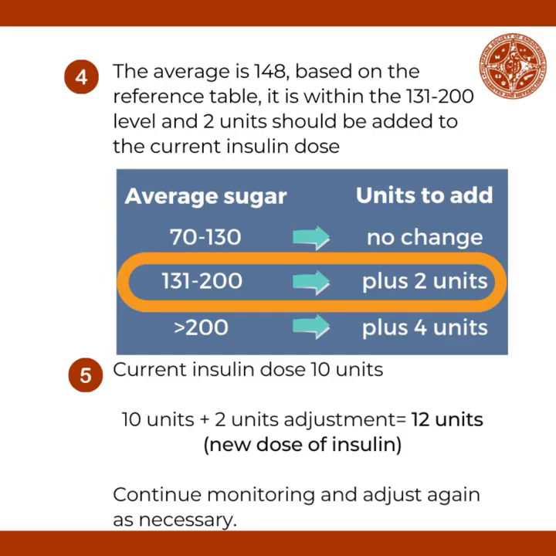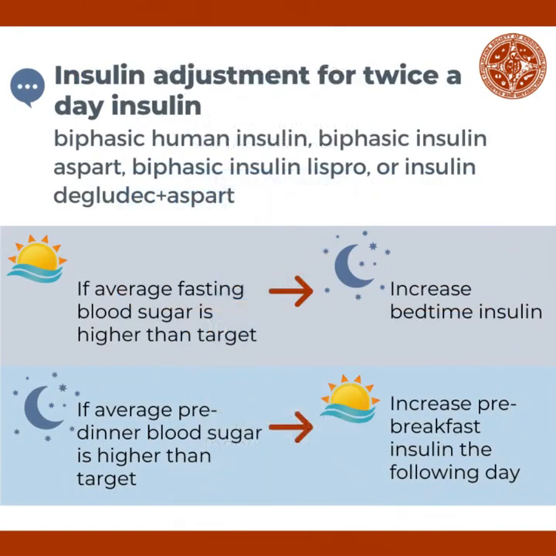Based on the reference table below, the average fasting blood sugar of 148 milligrams per deciliter would be within the 131 to 200 milligrams per deciliter range. Therefore, 2 units should be added to the current insulin dose. The patient was on 10 units of insulin glargine. 10 units plus a 2 units adjustment dose is equal to 12 units. 12 units would be the new insulin dose. Continue monitoring your fasting blood sugar and adjust your insulin dose as necessary.